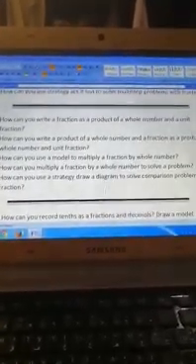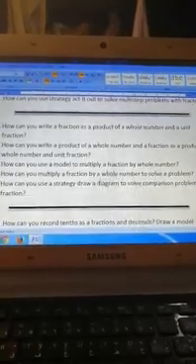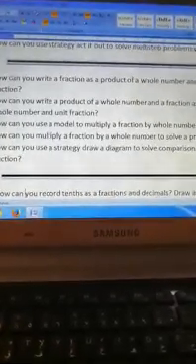how can you write a product of a whole number and a fraction as a product of a whole number and unit fraction? First, you have what? You have a whole number and a fraction. Okay, you can multiply them to get the product. After that, like the previous question, distribute this fraction into whole number and unit fraction. Okay?